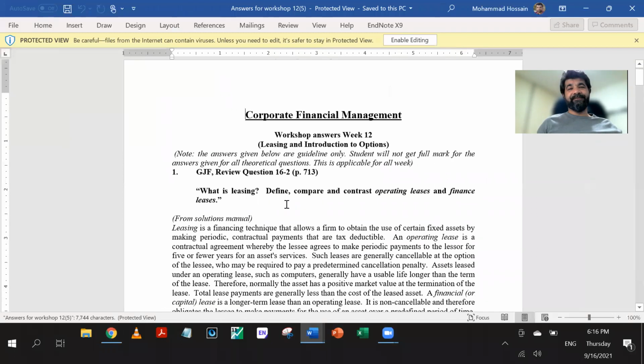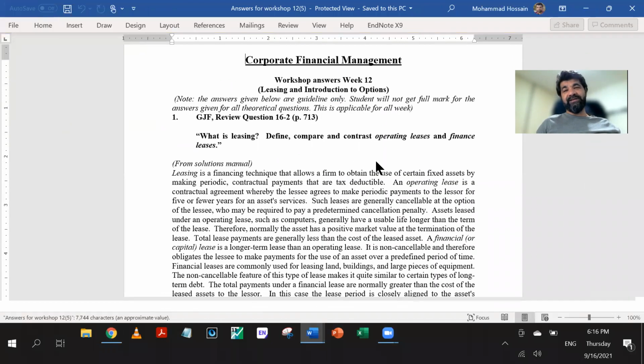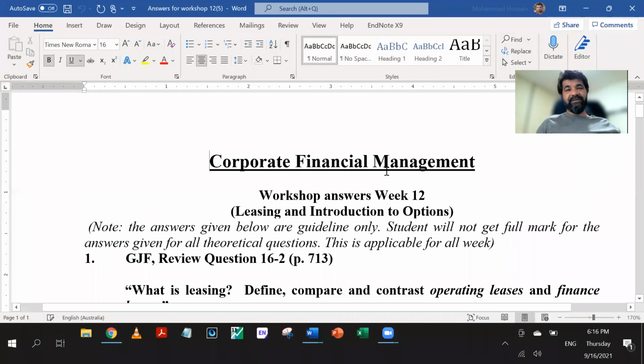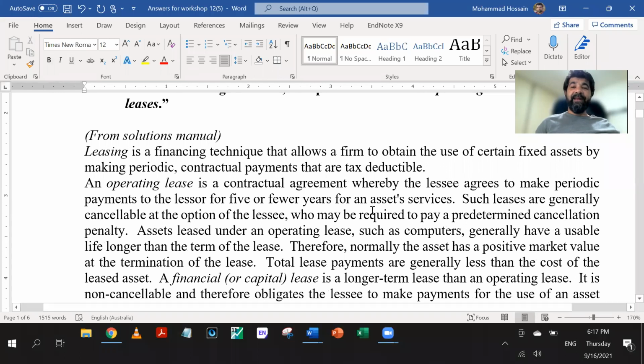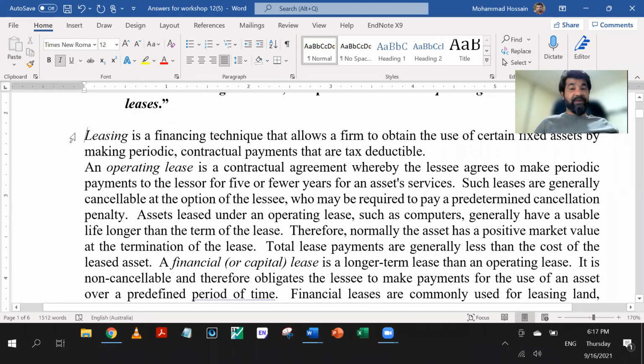What is leasing? We did this last week. Leasing is a financial technique that allows a firm to obtain the use of certain fixed assets by making periodic contractual payments that are tax deductible. It's an agreement where the lessee pays the lessor. Why do they do that? Because they're using a machine which they could not buy.